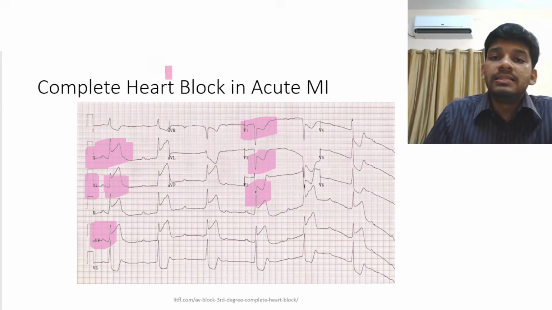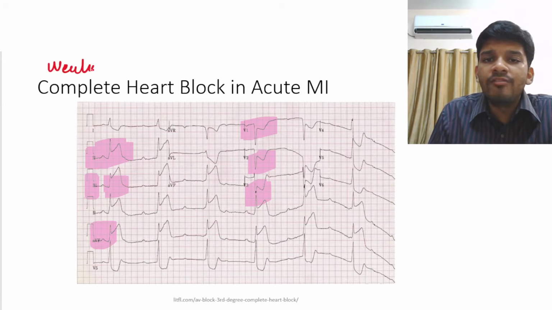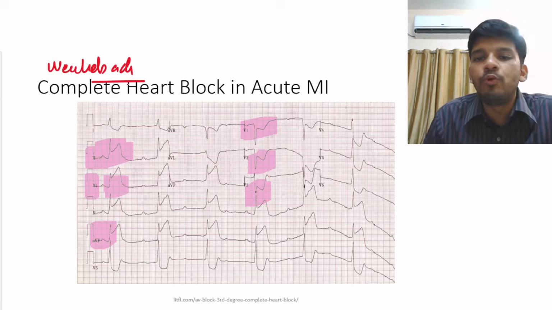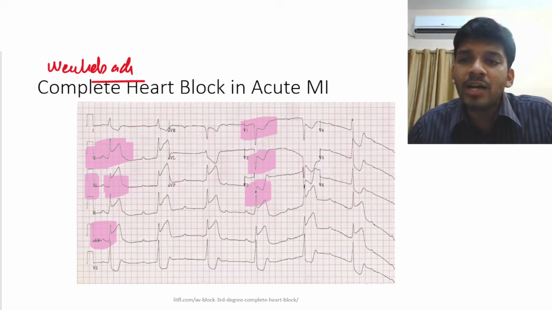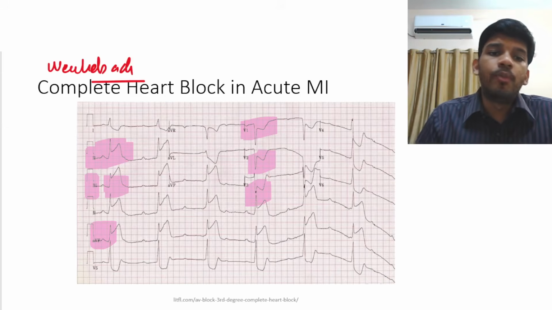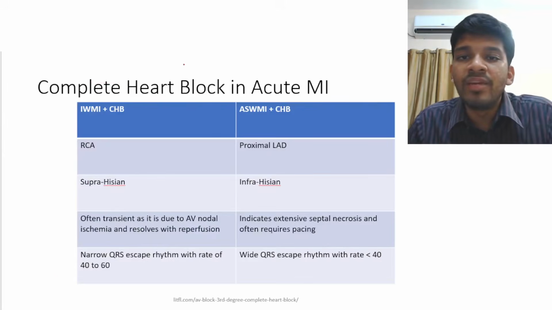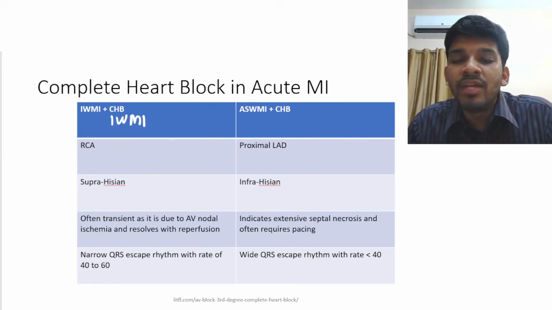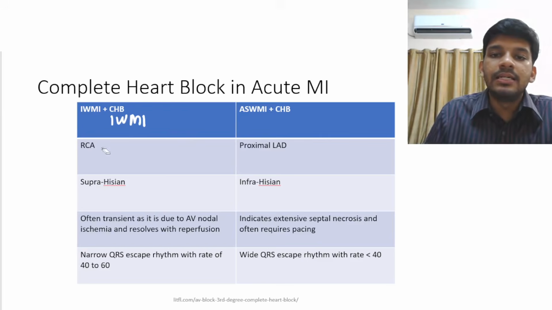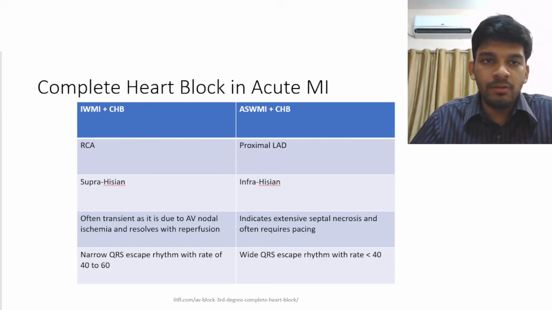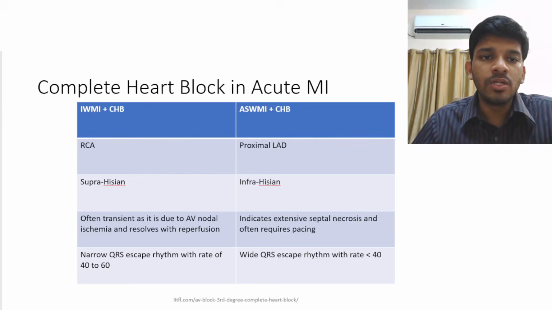And in fact, this is a complete heart block. Whereas early on, you might see a Wenckebach phenomenon, which is a Mobitz type 1. So both Wenckebach or complete heart block may be seen in case of acute MI. And it's very important to know whether it is an inferior wall or an anteroseptal wall. Okay. So if it is an inferior wall MI, let's just discuss what is happening with regards to the conduction system.